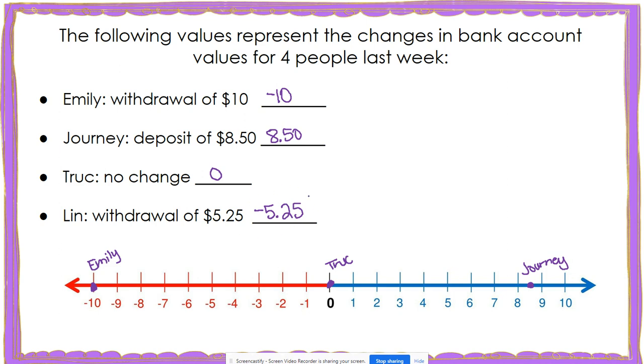Well, it's the same thing for if it's negative. I know that it's going to be located between -5 and -6 because it's a little past 5 on the number line, but it's not quite to 6. So I'm going to place this right here, and I'm going to label it with Lynn's name.